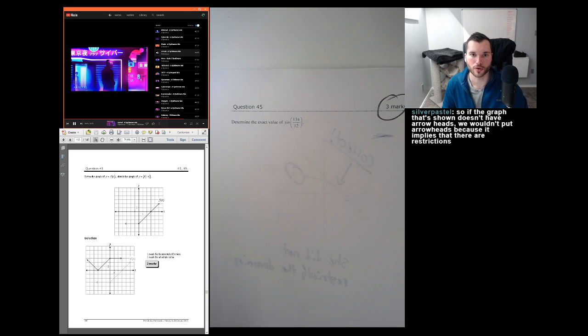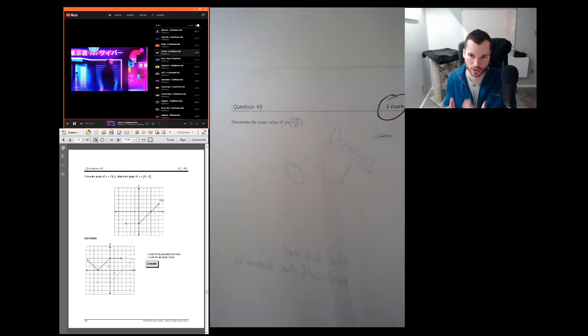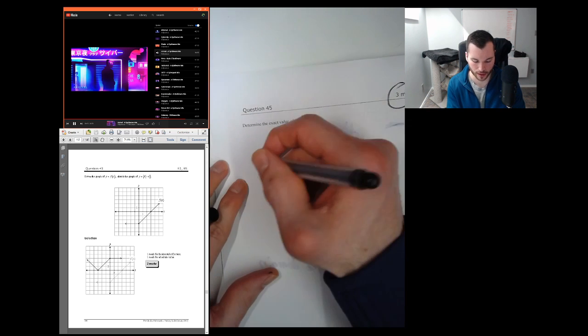Okay, so if the graph that's shown doesn't have arrowheads, we wouldn't put arrowheads, because that implies that there aren't restrictions, essentially, right? An arrowhead means it continues on forever, but if there's a restriction on the graph, you can't have arrowheads. I don't know, that seems like a shaky answer, so we can figure that out afterwards as well. But if you haven't figured this one out, it's got to be the sum formula.